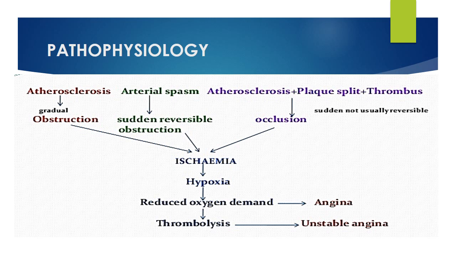Now, what is the pathophysiology of angina pectoris? That means what actually goes on during this kind of condition. As you know, it can occur due to various reasons. It could be atherosclerosis, or blockage or obstruction in the arterial lumen. It can be due to arterial spasm. It can also be due to the formation of plaque within the arteries, and sometimes this breaks and splits, and there is also formation of thrombus or blood clot.